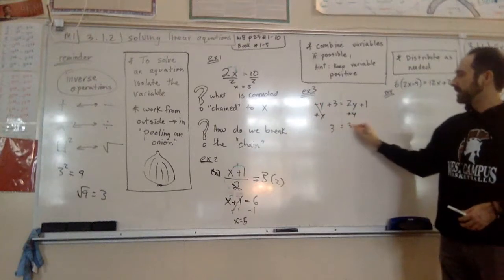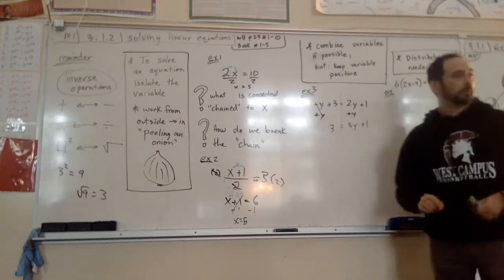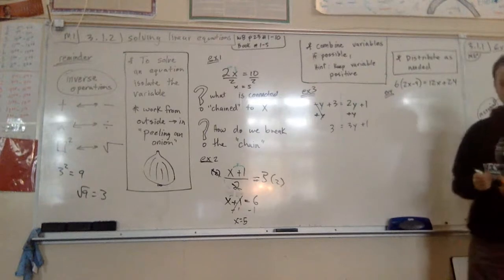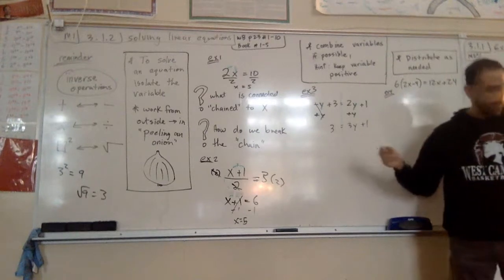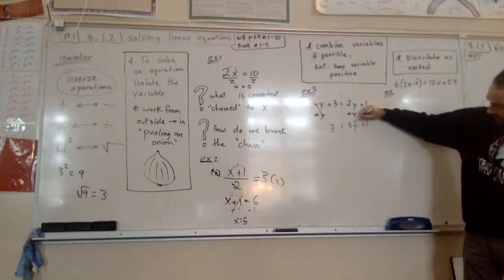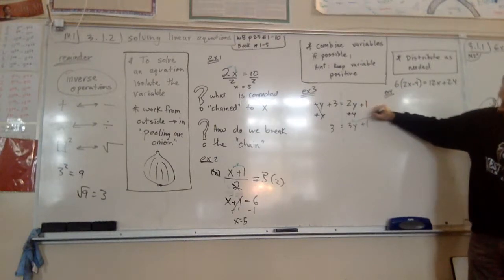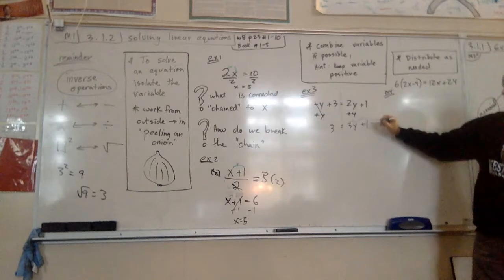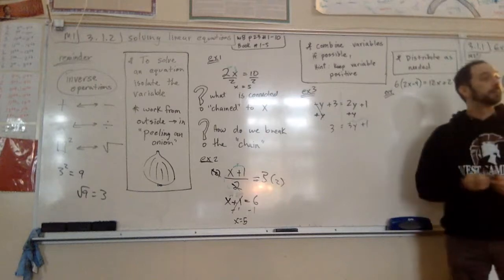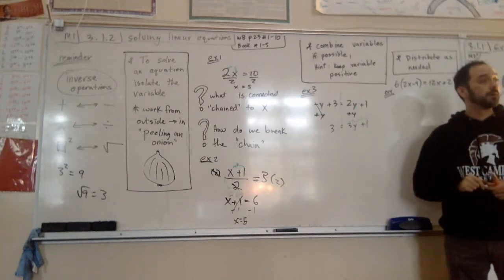So then we get 3y plus 1. Wait, why is it plus 1? Once you've combined your variables, look at what's connecting y to 3. Multiplication. What's connecting 3 to 1? Addition.